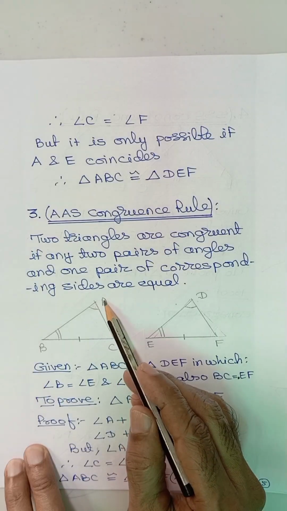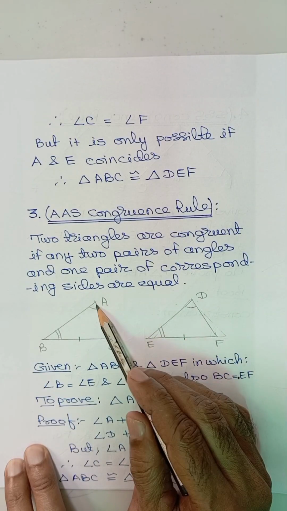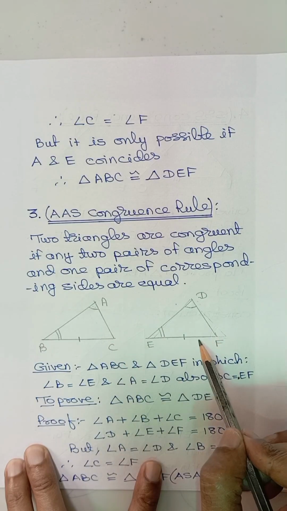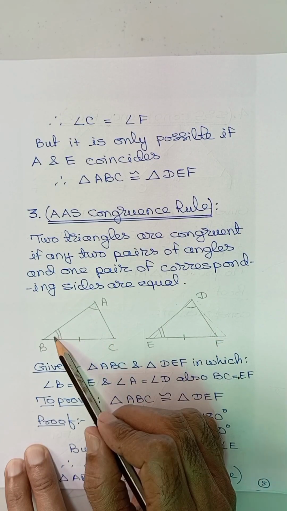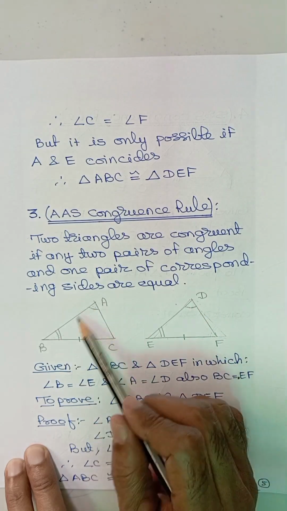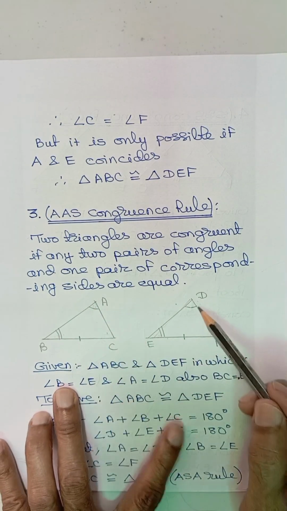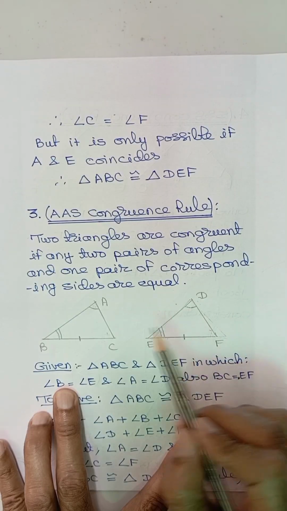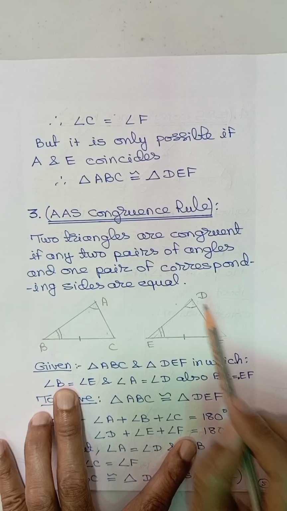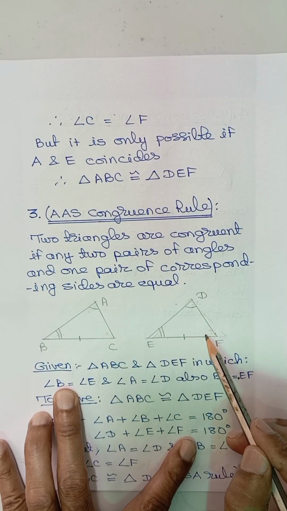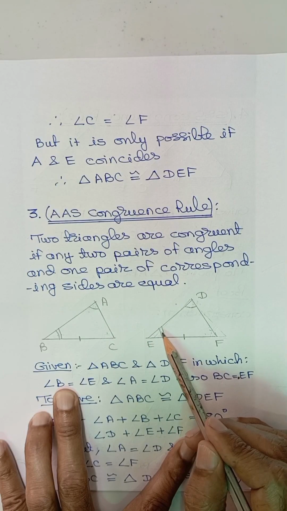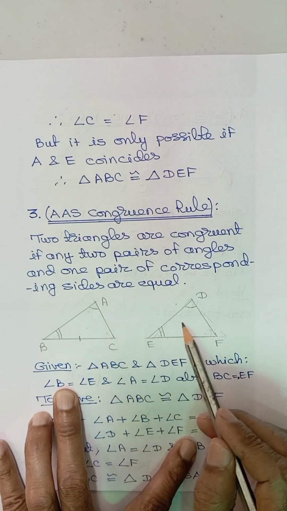So now in triangles ABC and DEF, angle A is equal to angle D, angle B is equal to angle E. Therefore ultimately angle C will be equal to angle F, because the sum of these three angles is equal to 180 degrees. But this angle is equal to this angle and this angle is equal to this angle. Angle B is equal to angle E and angle A is equal to angle D. So ultimately angle C is equal to angle F. Then by angle side angle congruency, these two triangles are congruent.